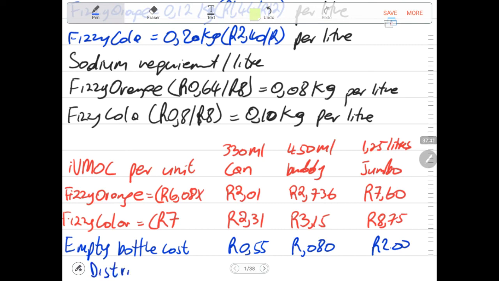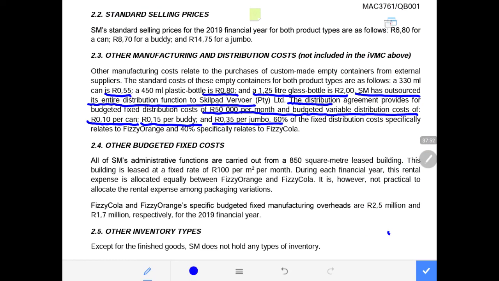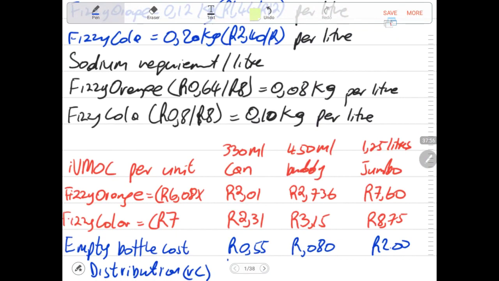Remember, this is a variable cost, but it's a non-production cost. Distribution cost, that is a variable cost. The distribution cost, they told us that we have 10 cents, 15 cents, and 35 cents. That will be 0.10, that will be 15 cents, that will be 0.35.